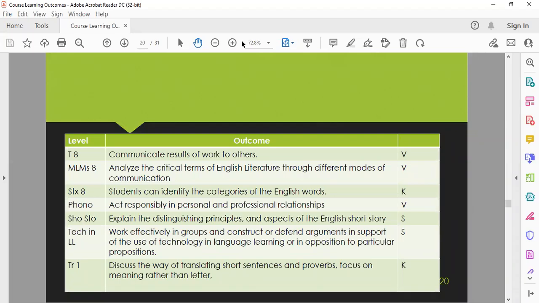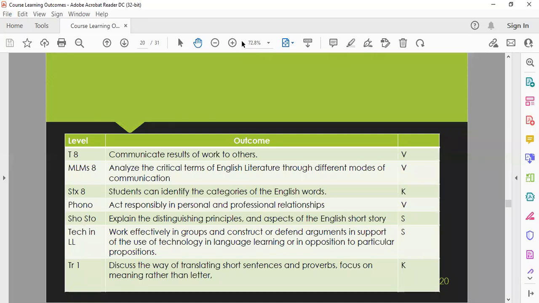Dr. Abdul, I think it should go under values. Thank you, Dr. Basim, I think so as well. And it's too lengthy also. So it should go under values, and we should try to minimize it and make it more concise. For example, the end of this statement says, in support of the use of technology in language learning or in opposition to particular propositions. Since we have mentioned arguments, we can say arguments about the use of technology. I think that might be sufficient.